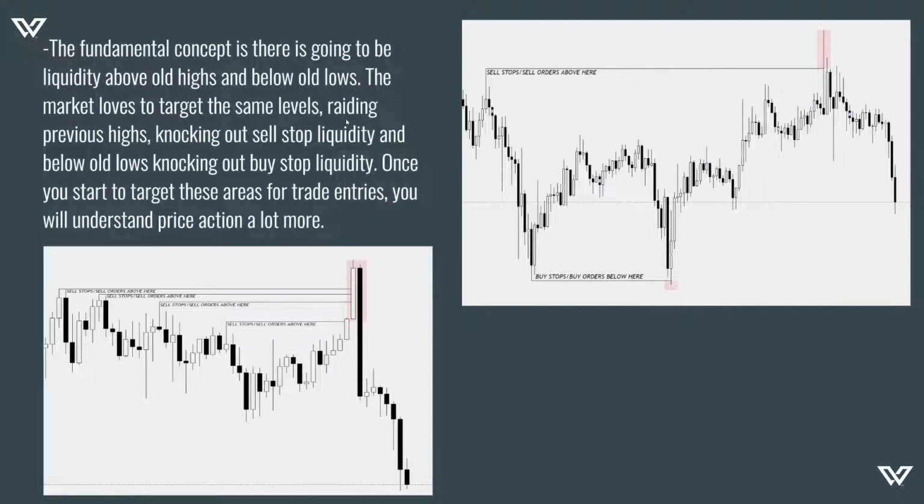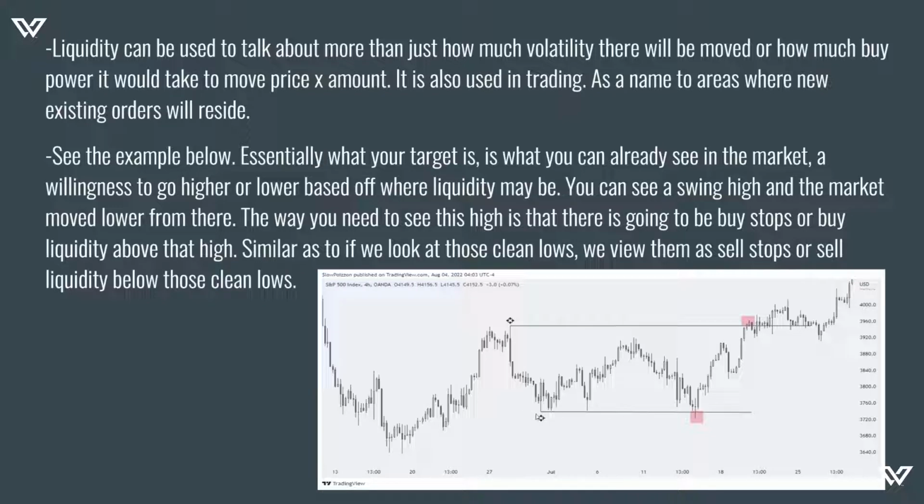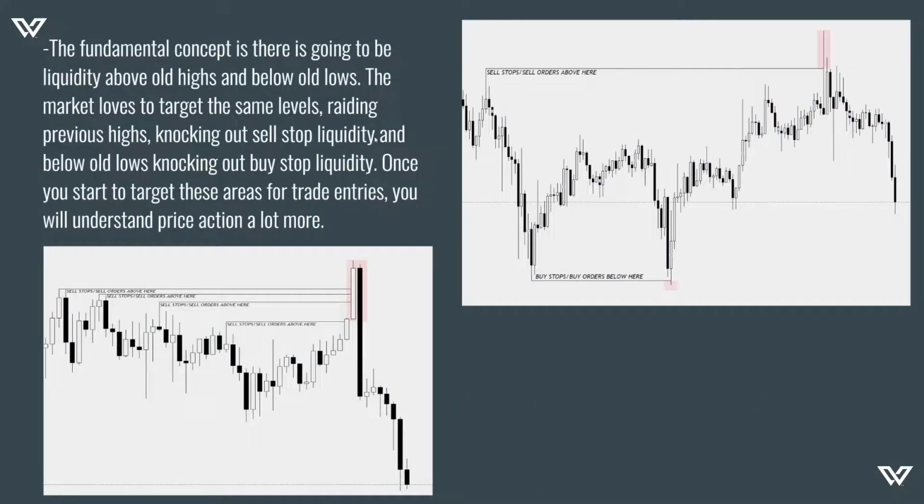So the fundamental concept of liquidity is that it's going to be above old highs and below old lows. The market loves to target the same areas over and over again, like we saw in this angle. On this chart here, we have a low and a high. The market loves to sweep these swing points before deciding which way it's going to trend. So the market loves to target the same levels, raiding previous highs like here and raiding previous lows. Once you start to target these areas for your trade entries, you will understand price action a lot more.